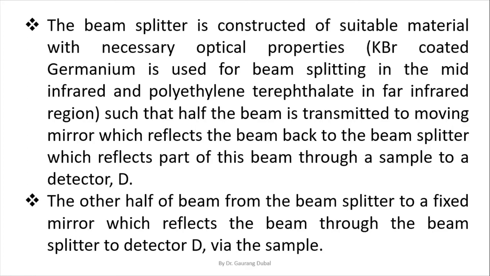And another thing, the beam splitter is constructed of suitable material with necessary optical property. See, if we want two phenomena on one material, it must possess some typical properties. For that, the material of the beam splitter is KBr coated germanium. KBr coated germanium is used for beam splitting in the mid infrared, and polyethylene terephthalate in the infrared region, such that half the beam is transmitted to the moving mirror, which reflects the beam back to the beam splitter, which reflects part of the beam through a sample to detector D.